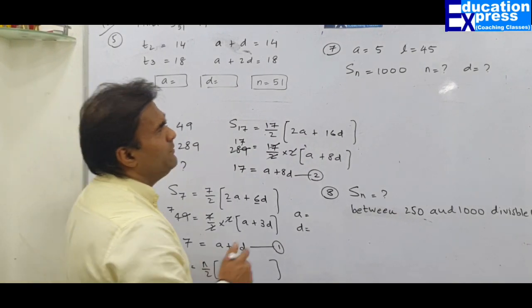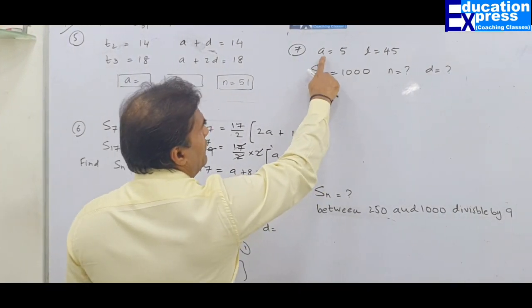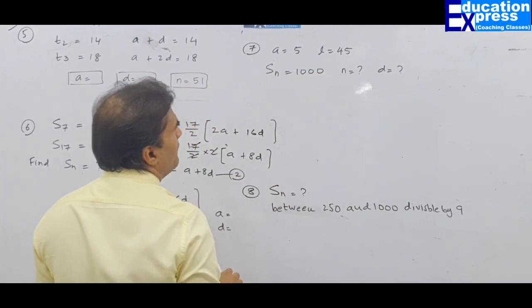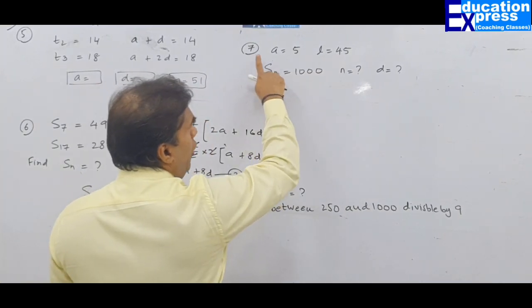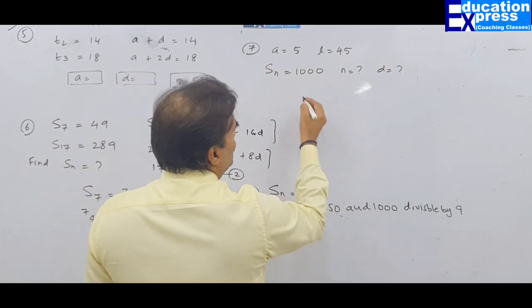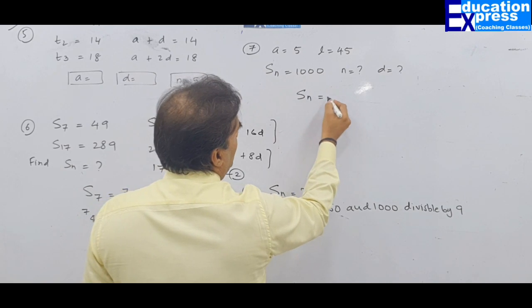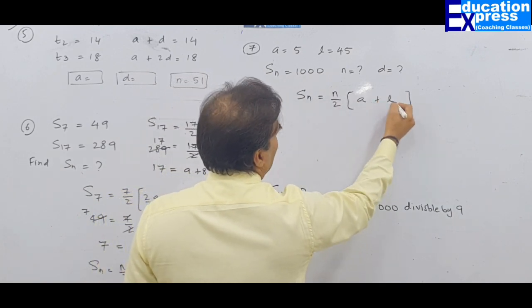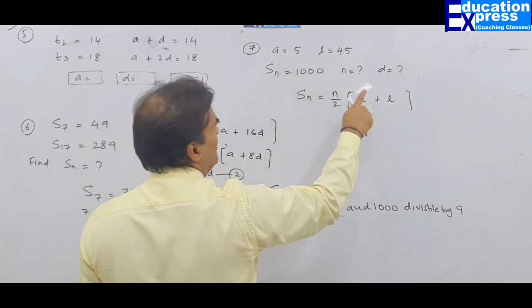Look at this question. A is given to you as 5. The first term of the series is 5, whereas the last term is 45. The sum of all the terms given to us is 1000. Find n. So Sn equals n upon 2 (a plus L), because the first and the last term is available.